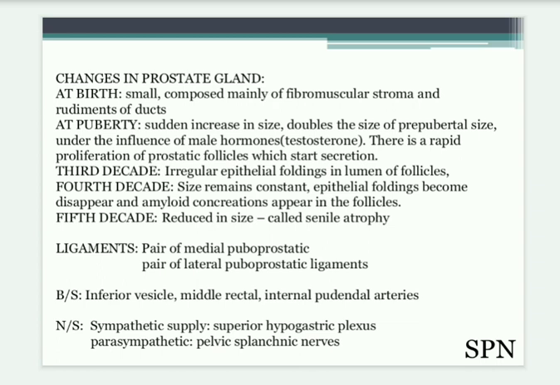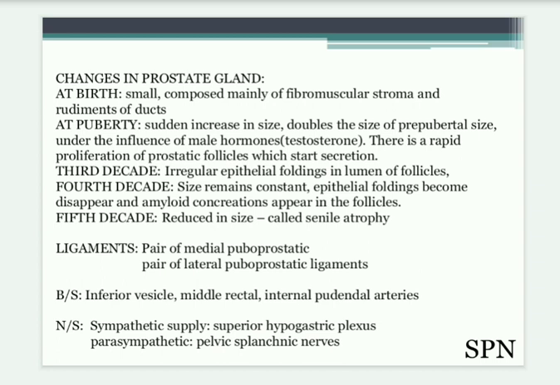In the third decade, there are irregular epithelial infoldings in the lumen of the follicles, making them irregular. In the fourth decade, the size of the prostate remains constant, the epithelial infoldings in the lumen gradually disappear, and amyloid concretions appear in the follicles. In the fifth decade, it reduces in size, also called senile atrophy, which leads to weakness of the cells.